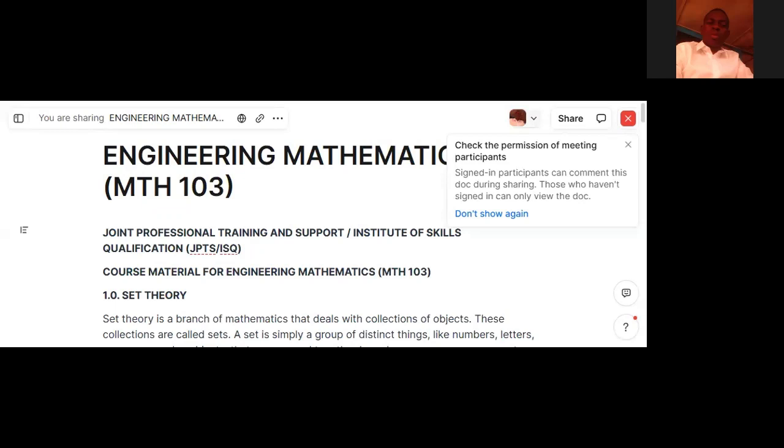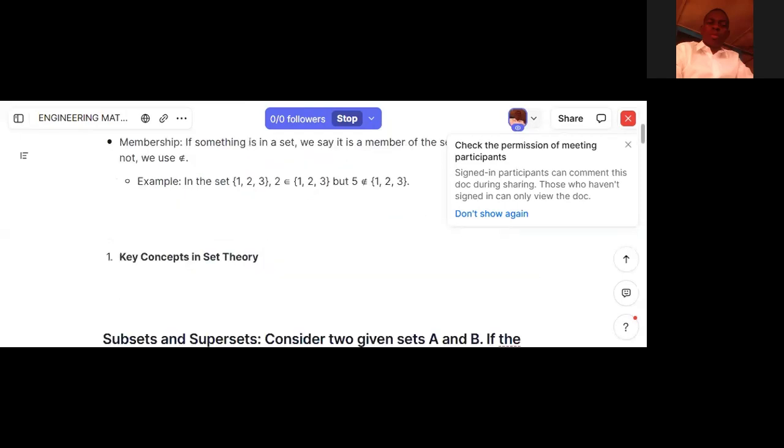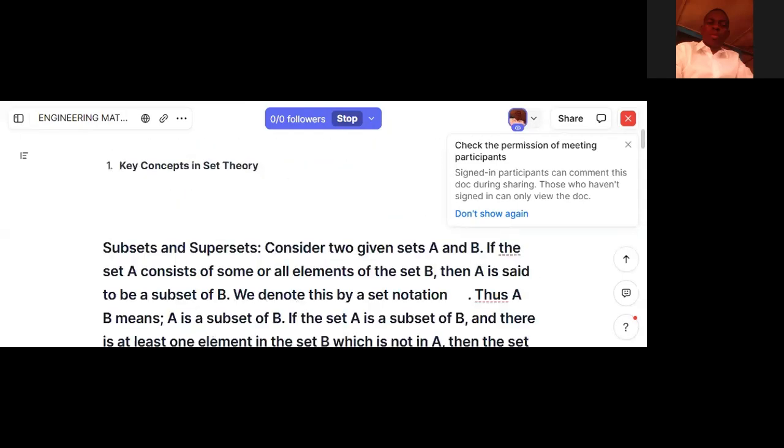Mathematics MTH 103 here, Mr. Johnny, on this particular course. So we go on with key concepts in set theory, right?